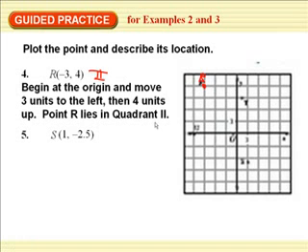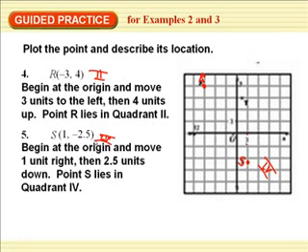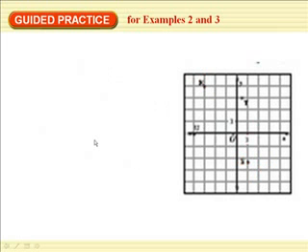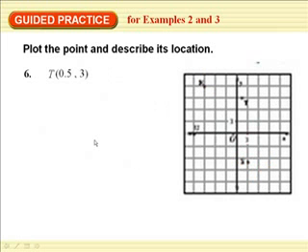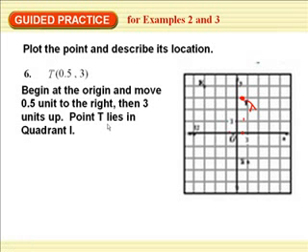Okay, 1 and -2.5 is right here. That's S. And it's in quadrant 4. Yep. And a half, it's going over a half, positive, and up. 3 is right here. That's T, and it is in quadrant 1.